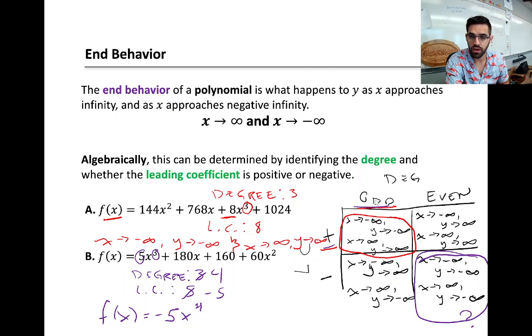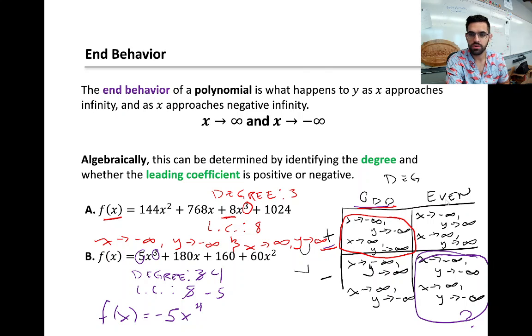Because it's an odd degree and a positive leading coefficient, we know this is the situation. As we go left, we go down. As we go right, we go up. Or as x approaches negative infinity, y approaches negative infinity. And as x approaches positive infinity, y approaches positive infinity.